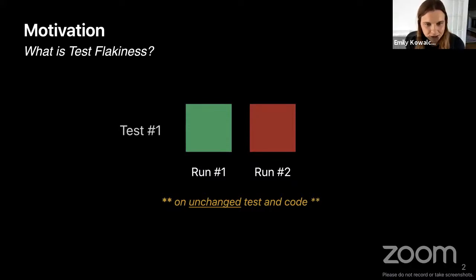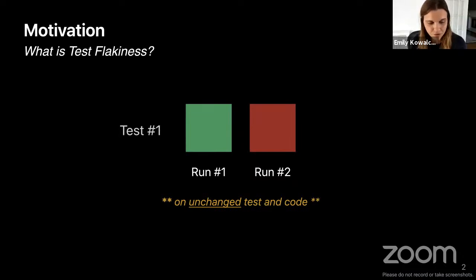We have one test, we run it once, and it passes. We don't change anything in the test. We don't change anything in the code we're testing. We run it again, and we get a fail. This variation in the results without changing anything in our test or in the code we're testing is what we call flakiness. And it can happen for a number of different reasons.